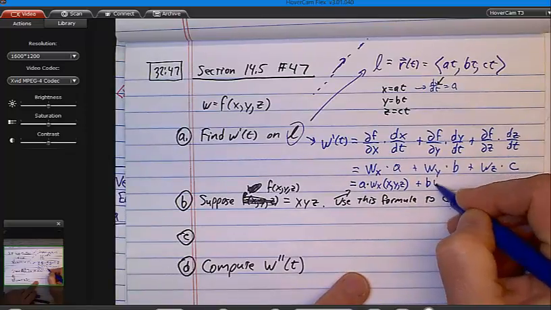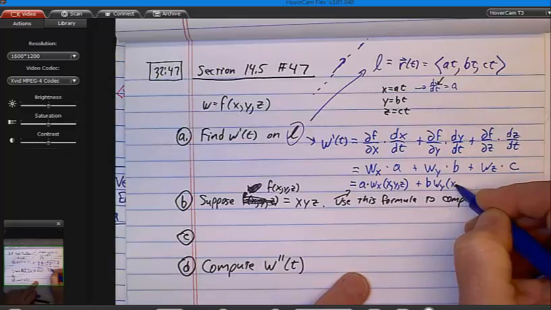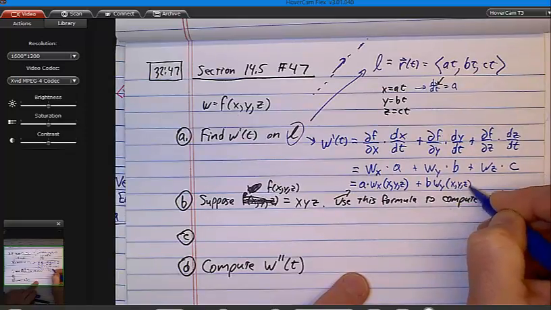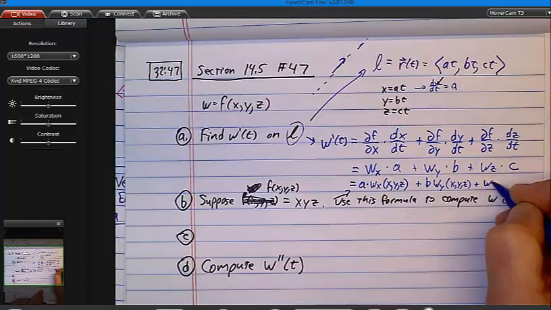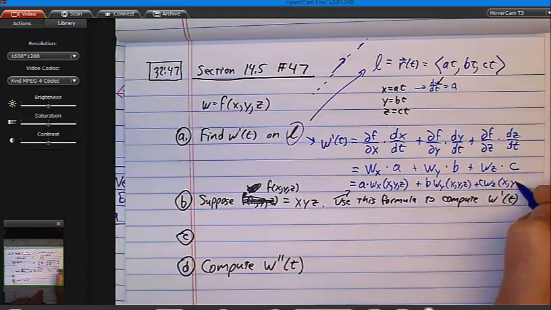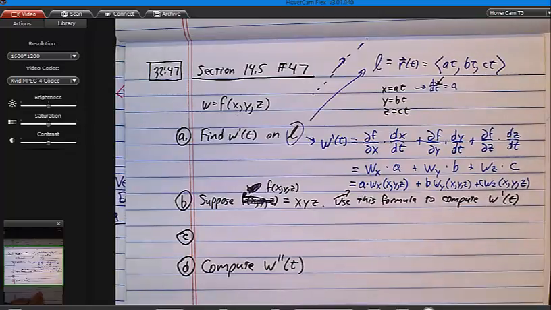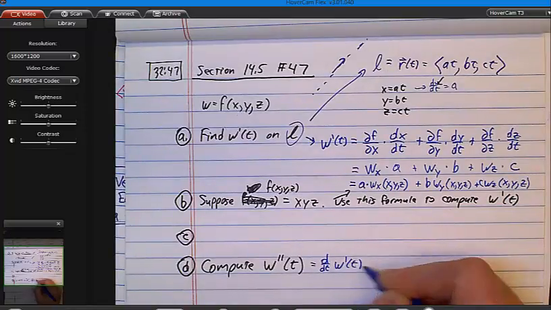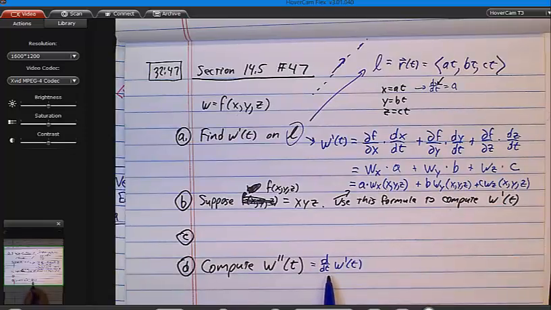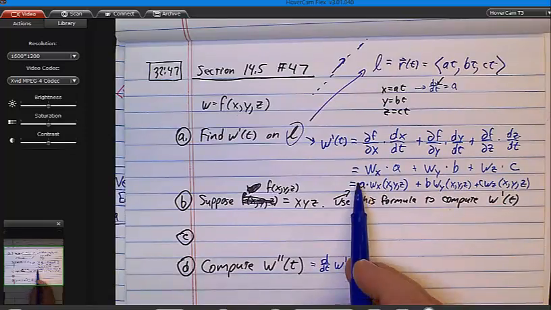This Wy is also a function of x, y, and z, just like Wx is a function of x, y, and z. And Wz is a function of x, y, and z. And I guess what I'm saying is, if I want to do this, what does this mean? This means compute the derivative of W prime of t with respect to t. So basically, I want to take the derivative of this.